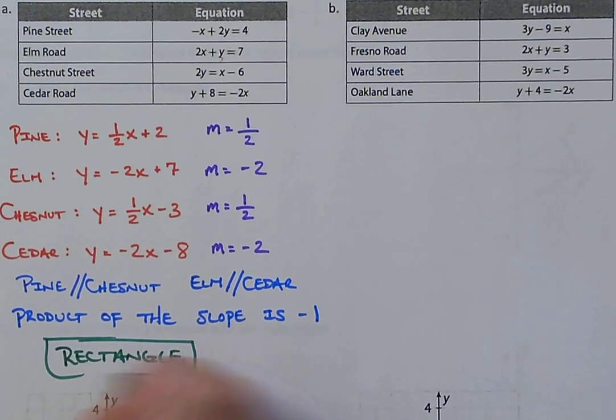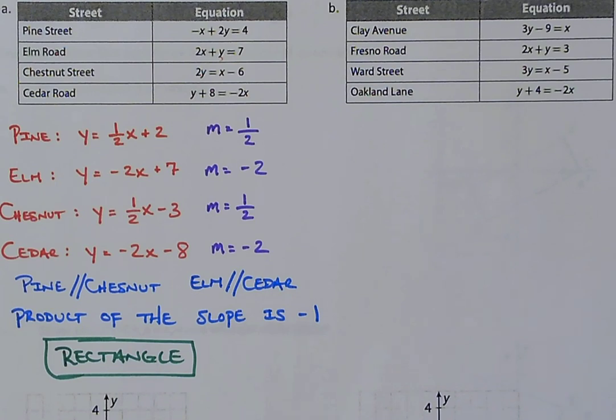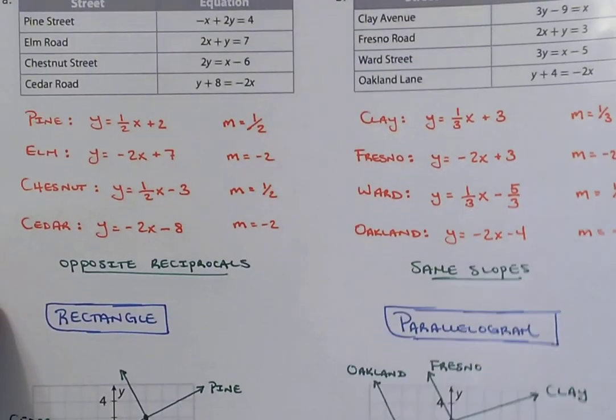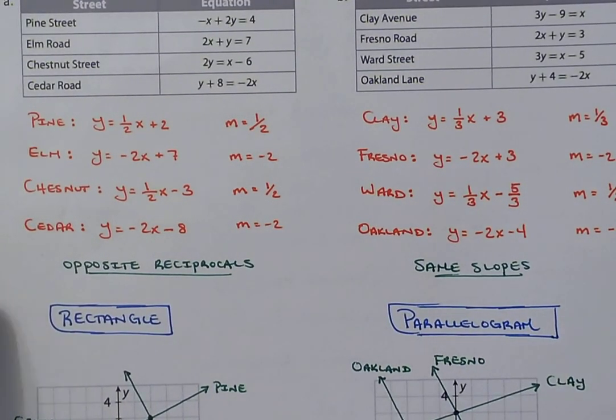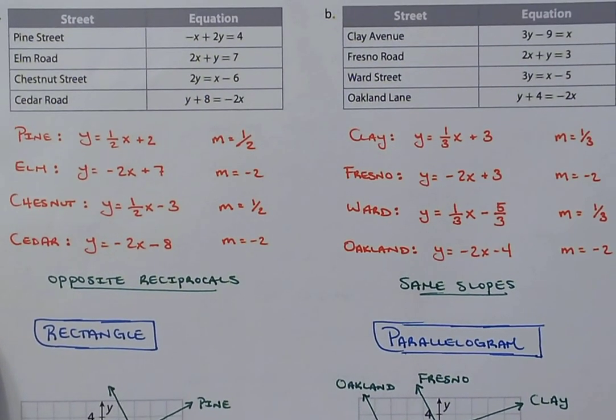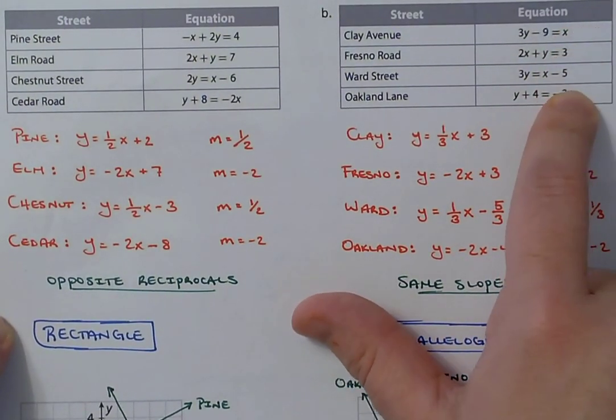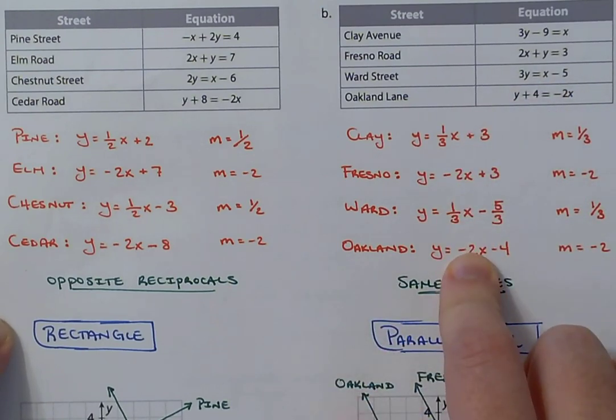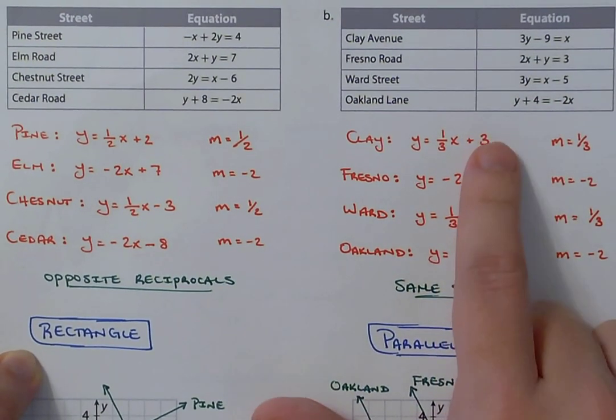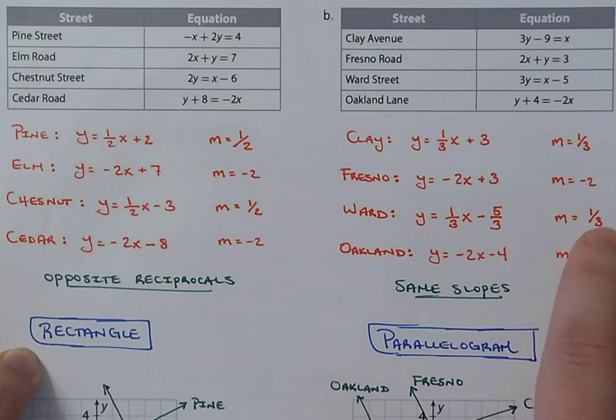So the quadrilateral that is formed is a rectangle, and that's going to be our answer for part A. Now, you would run through and do the same thing for part B. Just to save time, I'm not going to run through it step by step. But again, for Clay, Fresno, Ward, and Oakland roads, you would write the equations that they provide you in y equals mx plus b form.